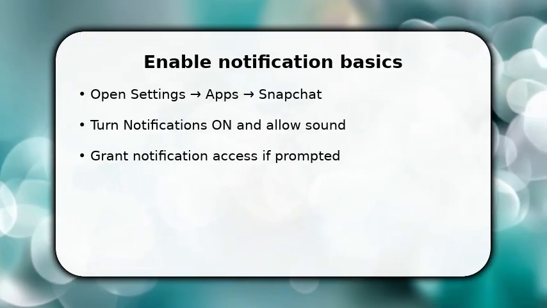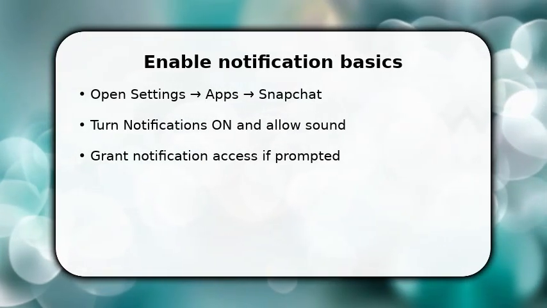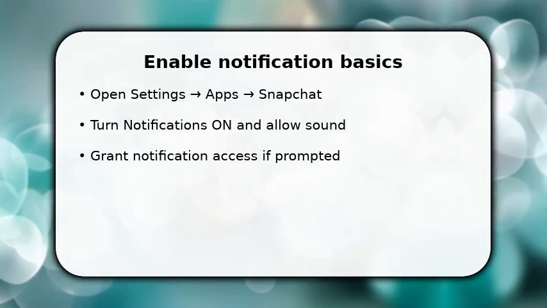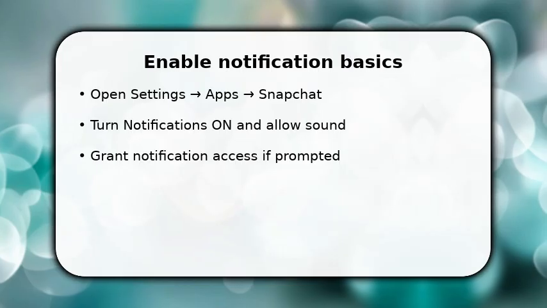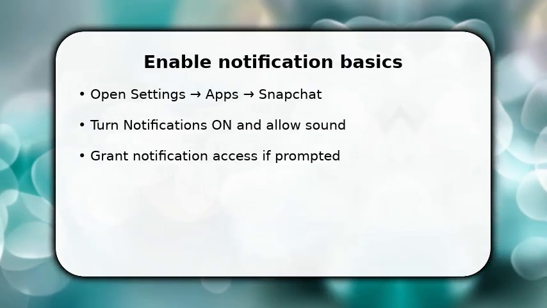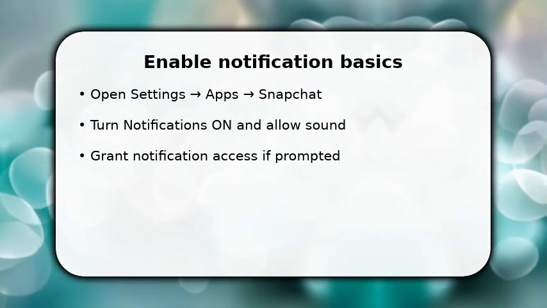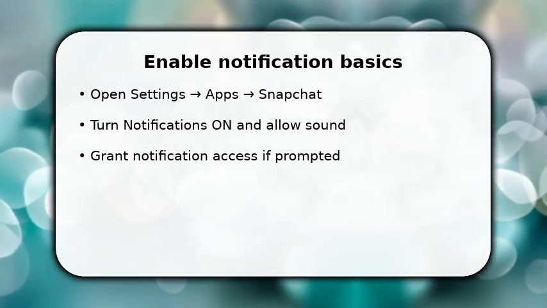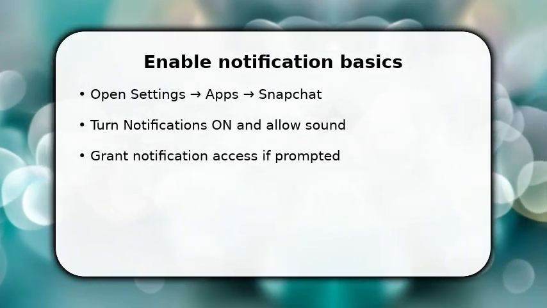Once done, make sure the notification sound option inside that menu is not set to silent and that an actual tone is selected. You do this now because Android blocks sounds if app notifications are disabled. Enabling here unblocks delivery before you tweak system sound settings.